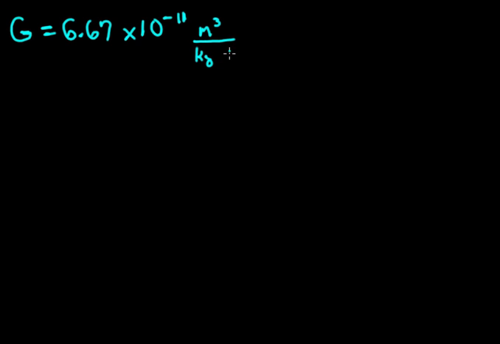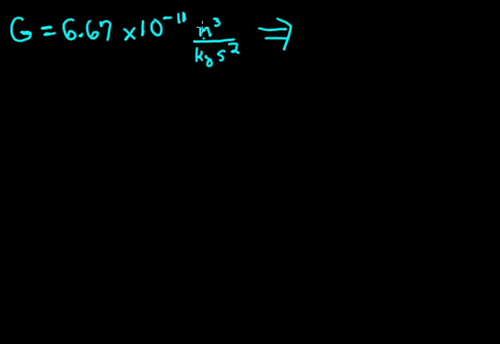Alright, so the dimensional analysis that problem 1.39 is asking us to do is we're going to look at some constants of nature. We have G, which is the gravitational constant, which is 6.67 times 10 to the negative 11th meters cubed per kilogram second squared. We want to know what dimensions G has.